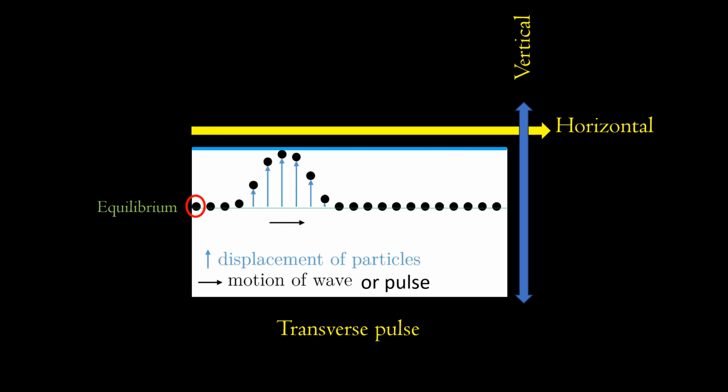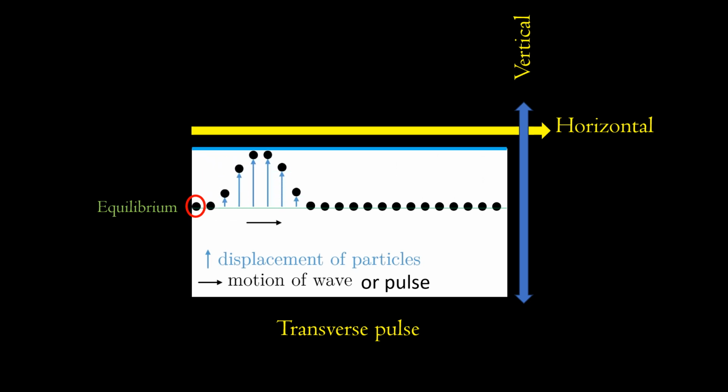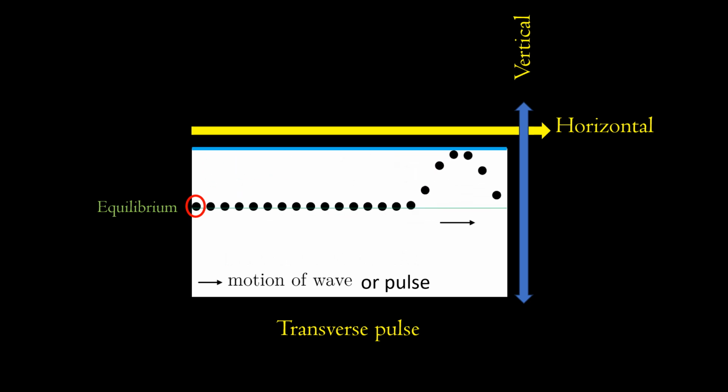This type of pulse, where the direction of motion of the pulse relative to the direction of displacement of the particles is perpendicular, is referred to as a transverse pulse. The same is true for a transverse wave.